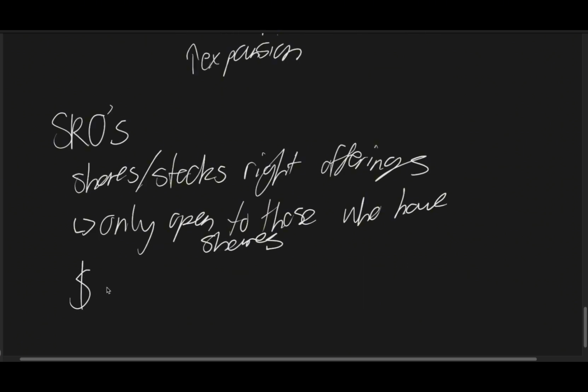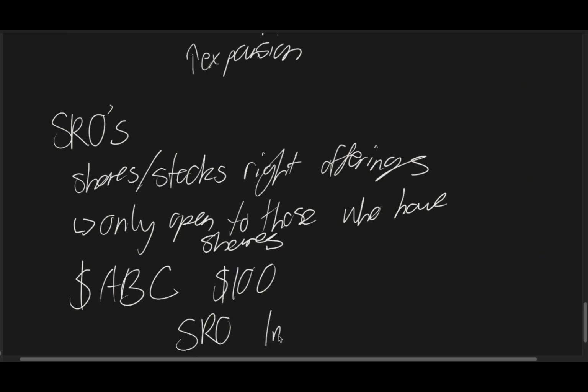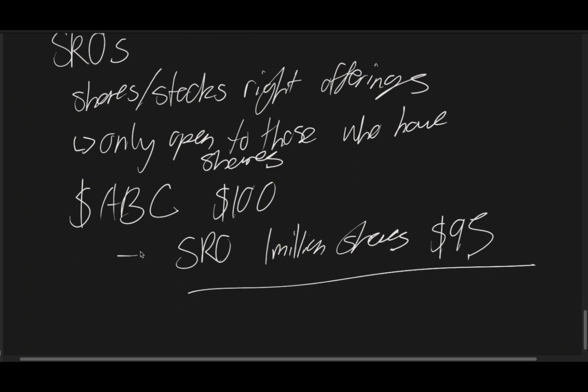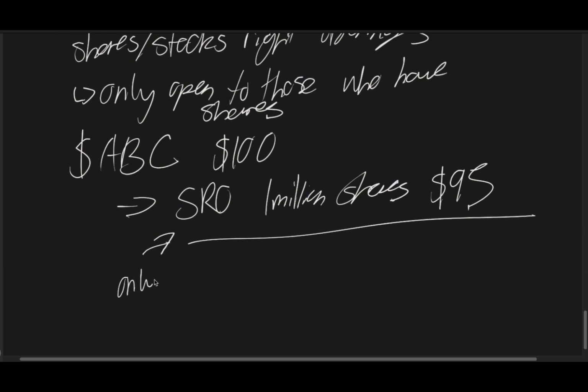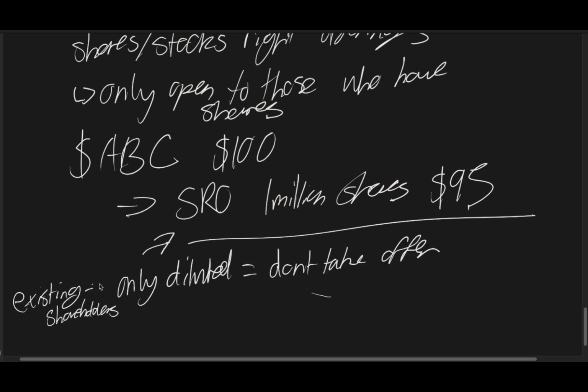So let's do an SRO for stock ABC. If ABC is trading at $100, they would launch an SRO where they would sell, let's say, 1 million shares at, let's say, $95. And the only people that can participate in this offer are the people that currently have the stock. Existing shareholders are only diluted if they don't take the offer.